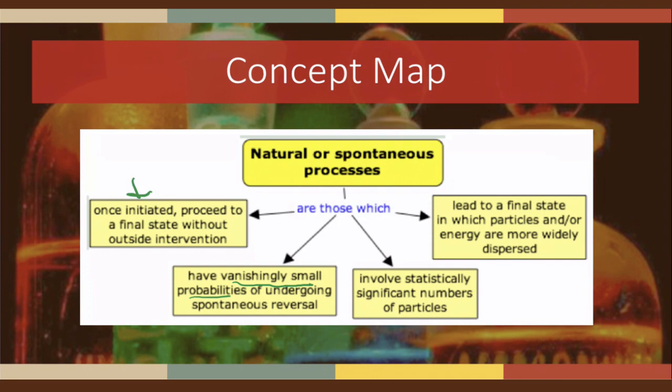And then because we're talking about moles of things, we're talking about a huge, statistically significant number of particles. And then the final state is when the particles are widely dispersed, like the gas diffusing from the left side to both sides, and/or the energy becoming widely dispersed. That was the bell curves spreading out widely in the frying pan and the ice cube becoming the same temperature. So let's go further down the concept map.